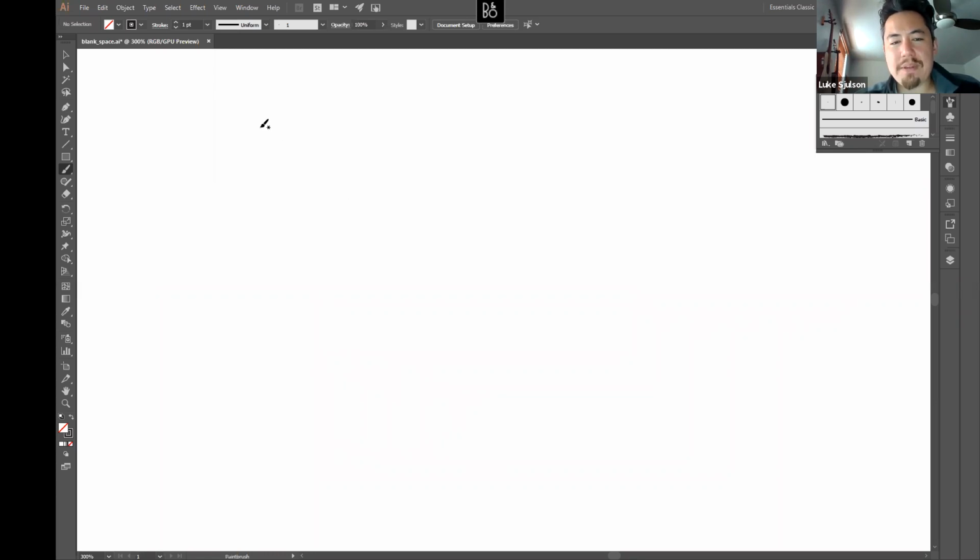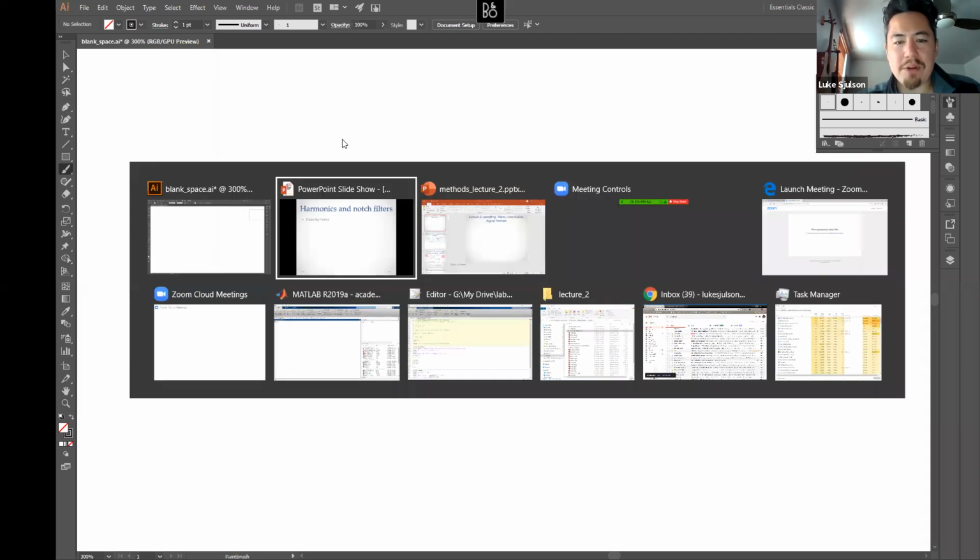But the point is that the best thing to do is get rid of 60 hertz noise by optimizing your recording setup. Okay, that's better than notch filters. Sometimes you have to use notch filters, but it's better if you can really optimize things so that you can get rid of the noise before you record.